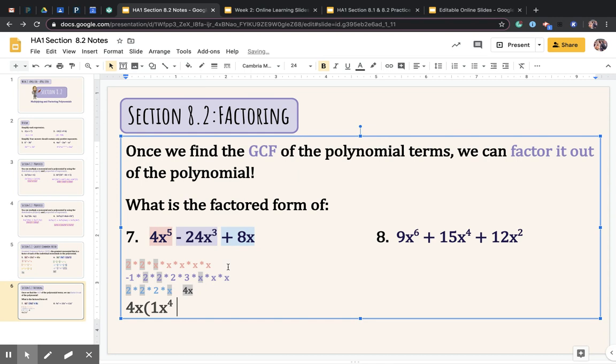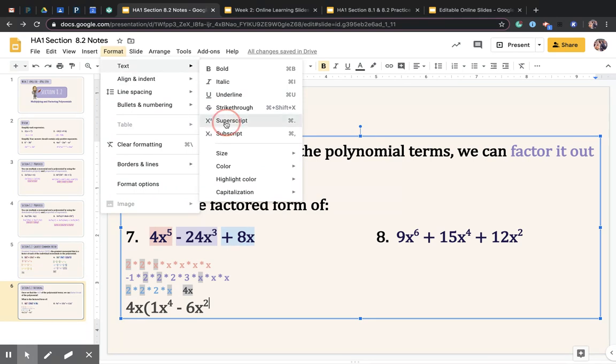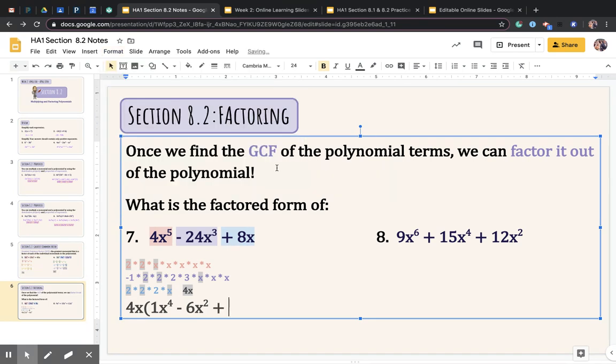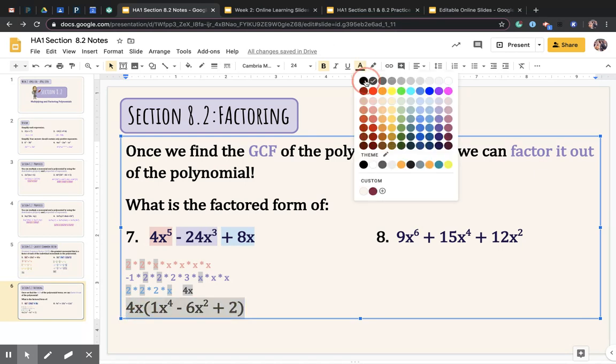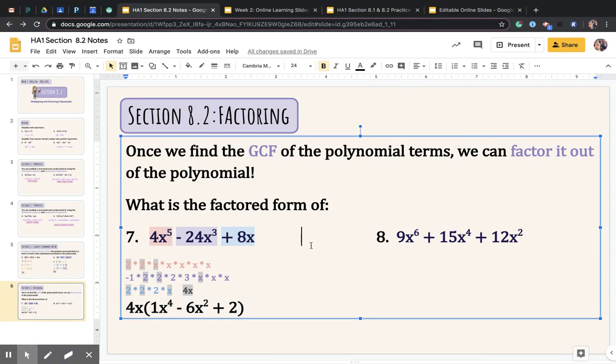Then if I pull out from purple the negative 24x cubed, if I pull out a 4 from negative 24, I get left with negative 6. And then I have x, and it is going to be raised to the 2nd power. I pulled out 1 from the 3. And then lastly, if I pull out 4 from 8, I'm left with 2. And if I pull out an x from x, I get left with nothing. So this is our factored form. Okay? That's the final answer.